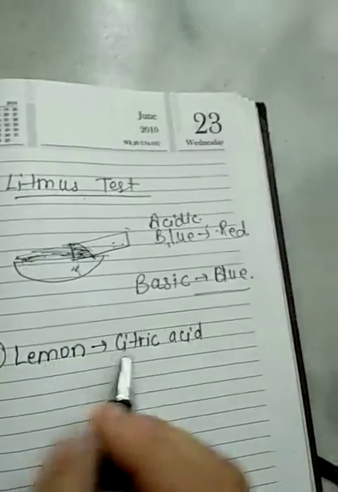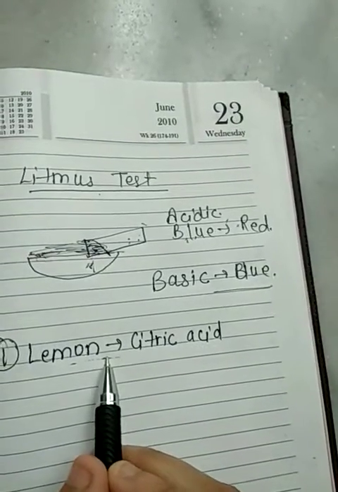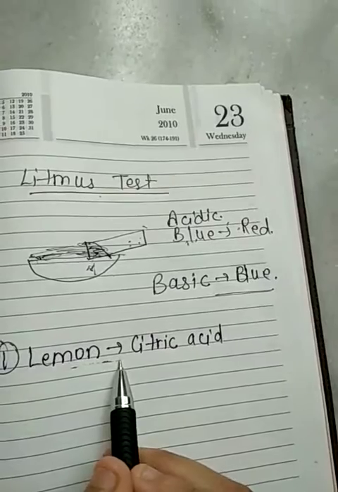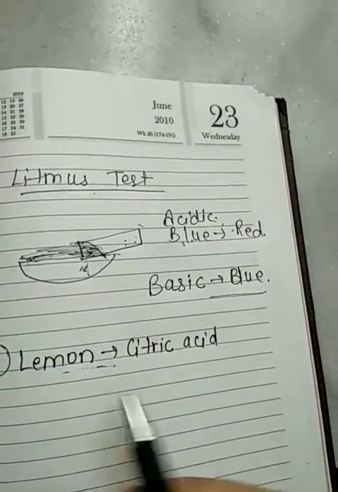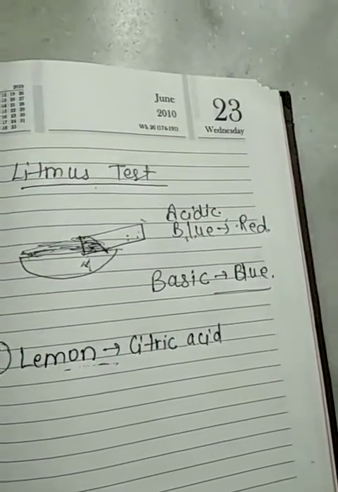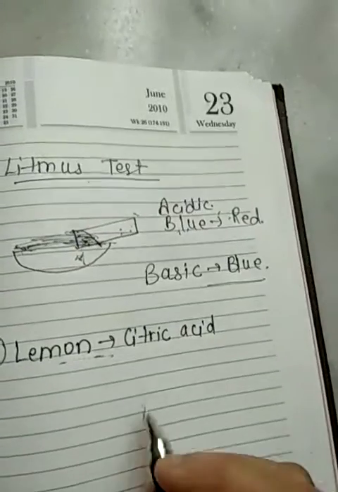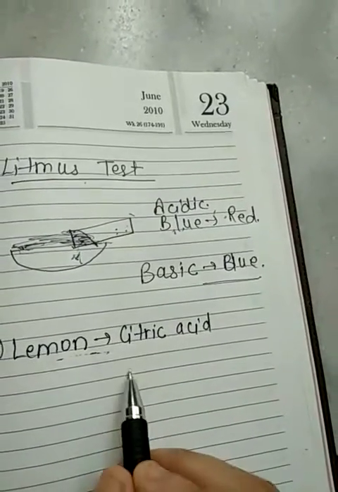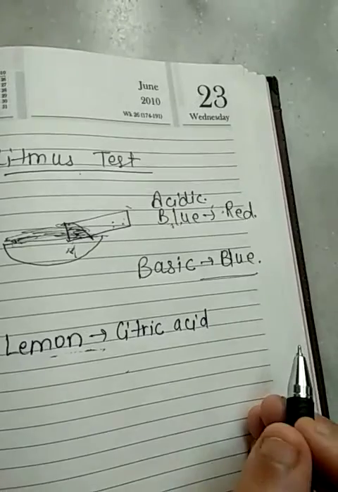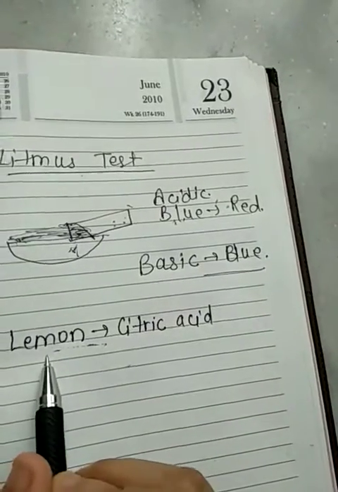So when you take out the lemon juice, take it in a bowl and put blue litmus paper, the blue litmus paper turns red. And when you put red litmus paper, there will be no change in the color. So this shows that lemon is acidic in nature.